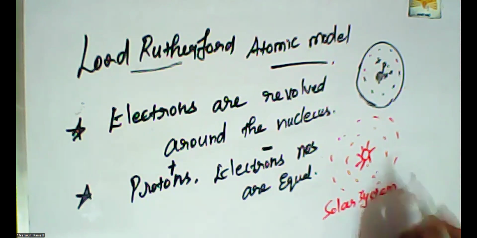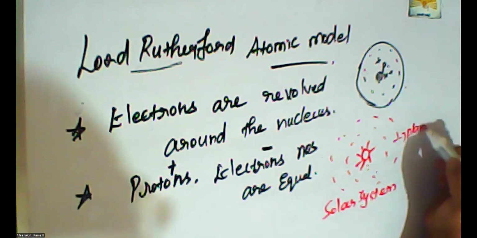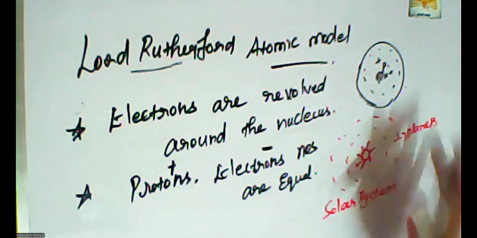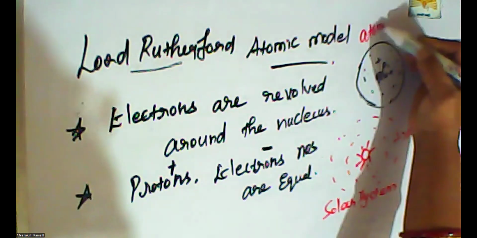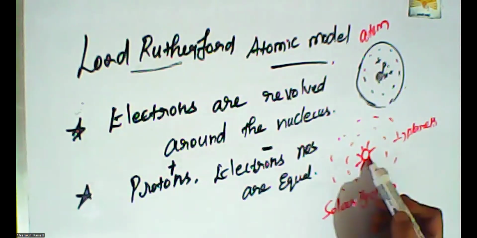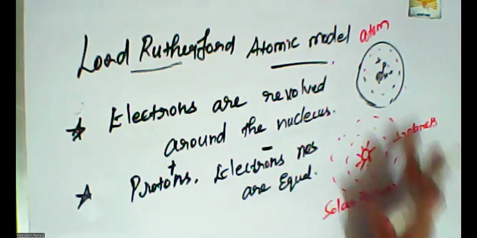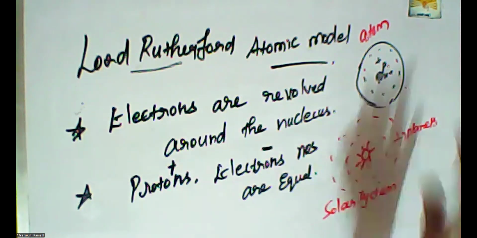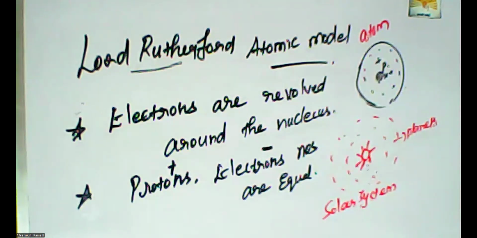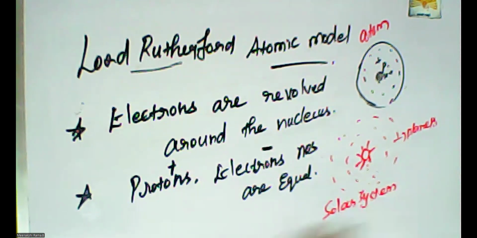The sun is a nucleus. The planets are electrons. Electrons are revolving around the nucleus in the atom model. In the solar system, the sun is considered as a nucleus. The planets are considered as the electrons. So the planets are around the sun, electrons are around the nucleus. So this Rutherford atomic structure is similar to the solar system.